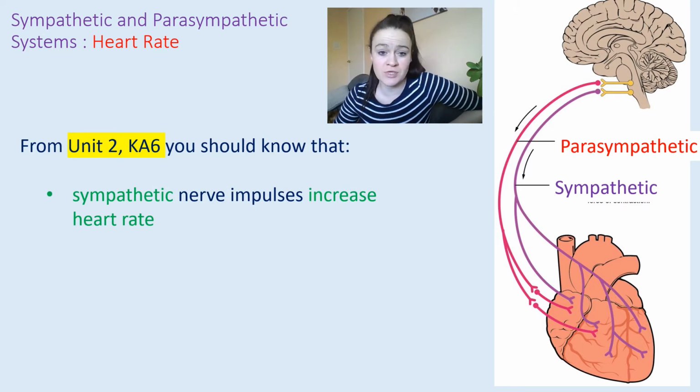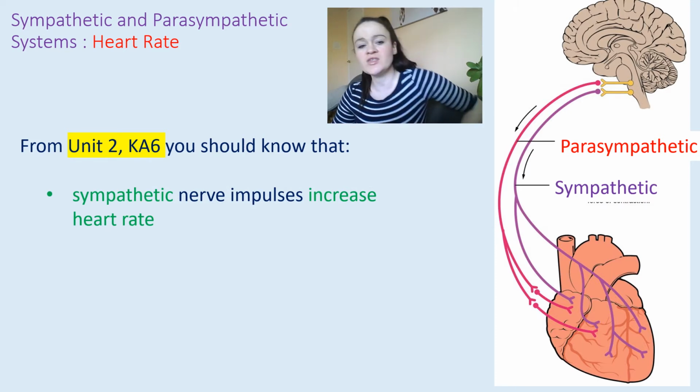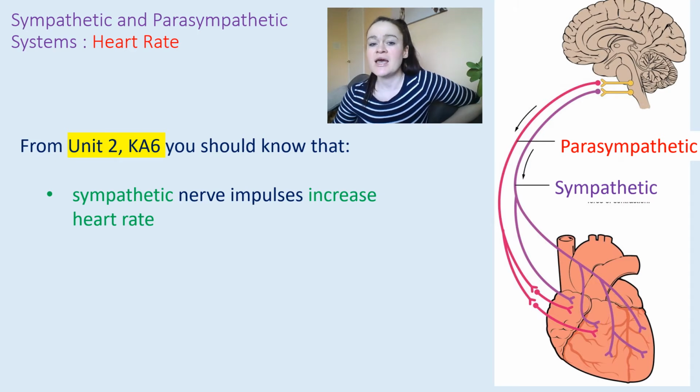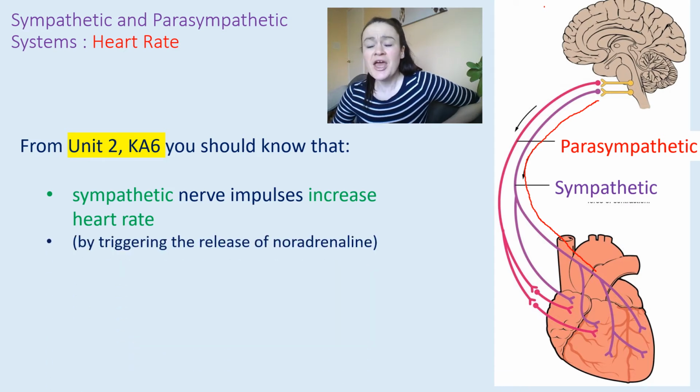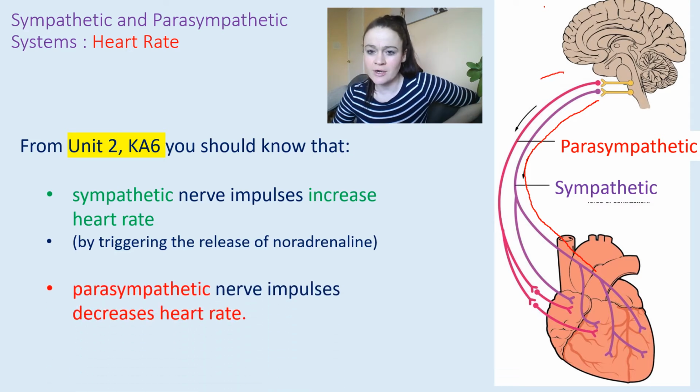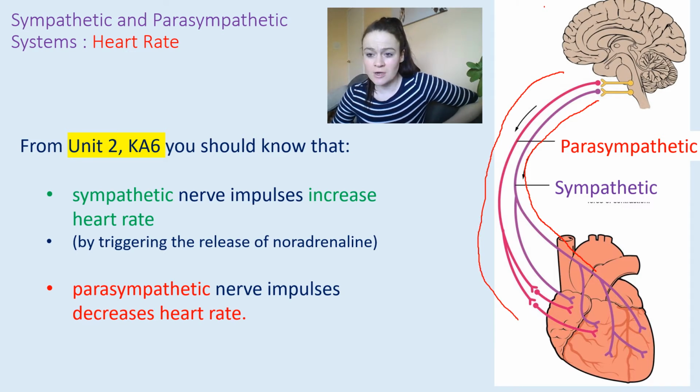Now, from Unit 2, Key Area 6, you should already be confident that the sympathetic nerve impulses increase heart rate. So we've got our diagram of our brain up here, and the sympathetic nerve is the purple one. It goes down from the brain to the heart, and if there's an electrical impulse that travels down the sympathetic nerve, then it's going to increase the heart rate, okay? If we've got impulses traveling down the parasympathetic nerve, so this other one to the heart, it's actually going to result in a decrease in the heart rate.